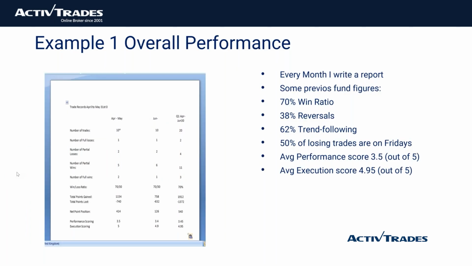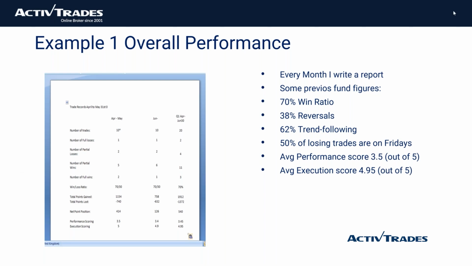So one of the things I suggest, when I started working for a fund, was that every month I had to write a report to the board of directors, and with that I would look at some of the data. This is a little bit old, but it's like the report that I would write when I last worked for a fund. During that quarterly period, I had a 70% win ratio, 38% of my trades were reversals, and two thirds of them were trend following.